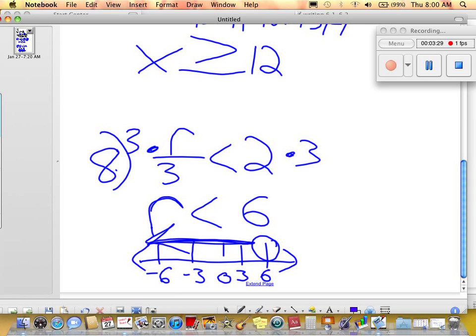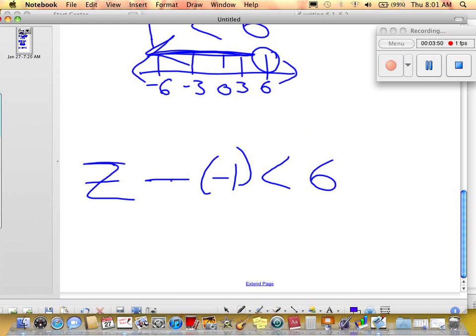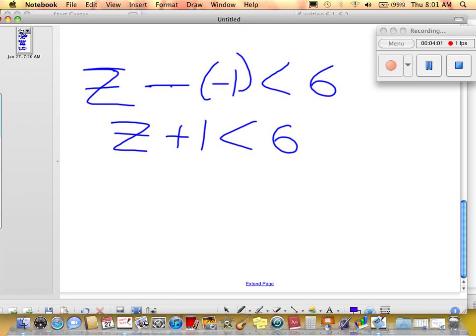Am I going too fast? Are you ready to move to 10? Okay, 10, we've got z minus a negative 1 is less than 6. First of all, 2 negatives make a what? Positive. So this is the same as z plus 1 is less than 6. Now what do I do to get z by itself? What's the opposite of adding? So I'm going to subtract 1 from both sides. And I get z is less than 5.